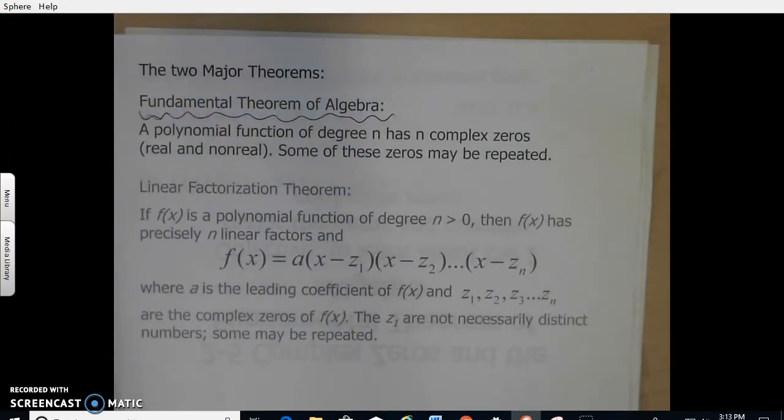Linear factorization theorem. If f of x is a polynomial function of degree n greater than 0, then f of x has precisely n linear factors. So if the degree is greater than 0, that's how many linear factors we have, where a is our leading coefficient of f of x, and z1, z2, z3, all the way down to zn are the complex zeros of f of x. So the z's are not necessarily distinct numbers, but like we said before, some of our zeros may be repeated.